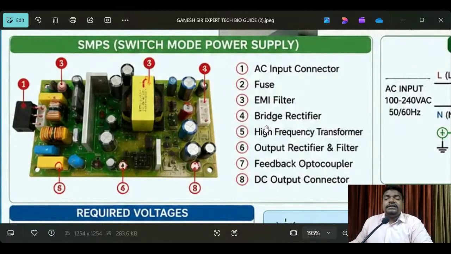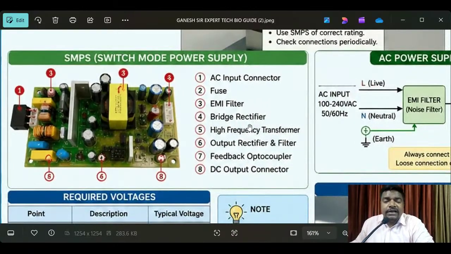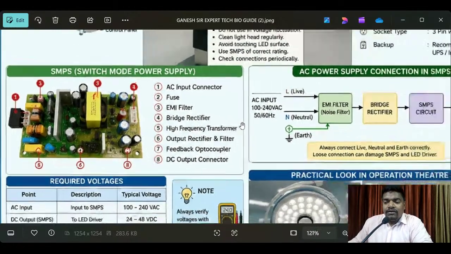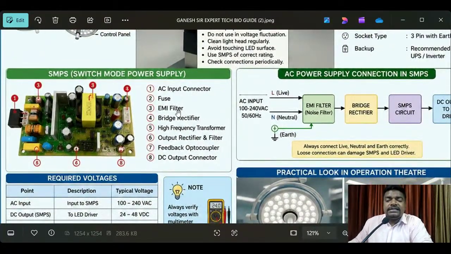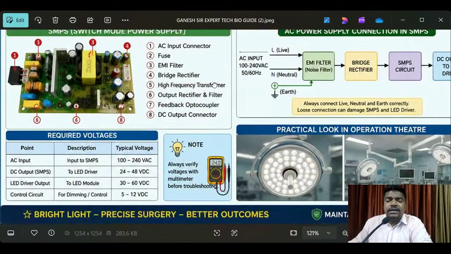These are the SMPS parts. These are the basic parts. Whenever you take an OT light, any make or model, these basic things are available. I hope you got it very clearly: what the SMPS is, how it looks, and what the parts inside are.